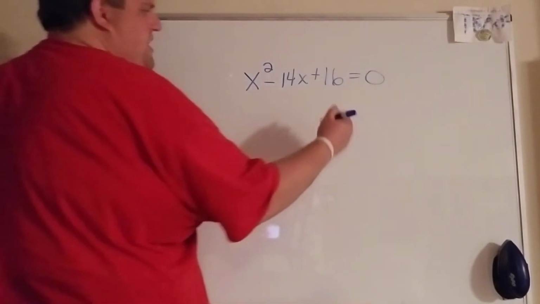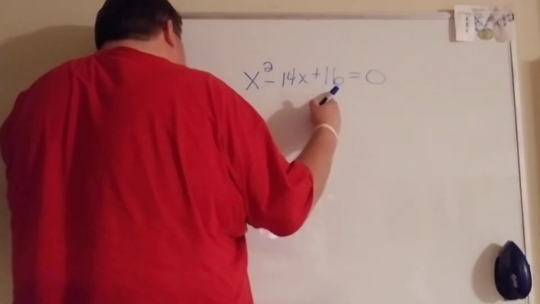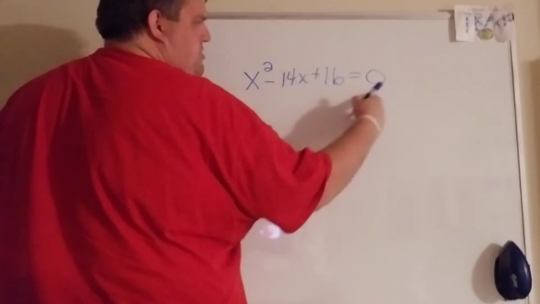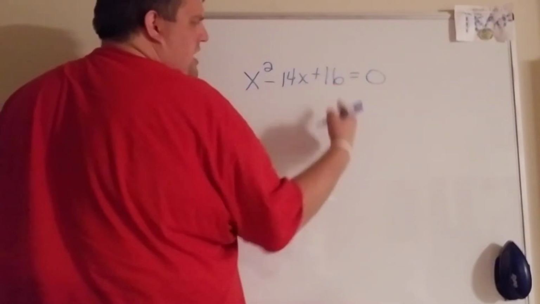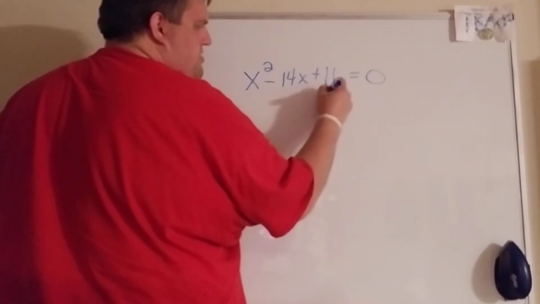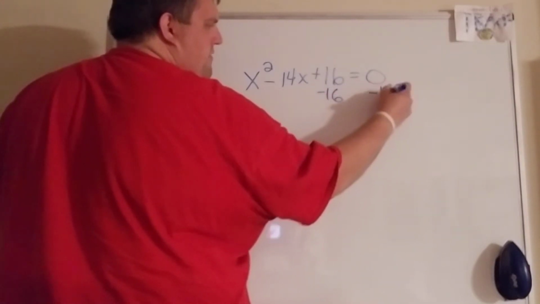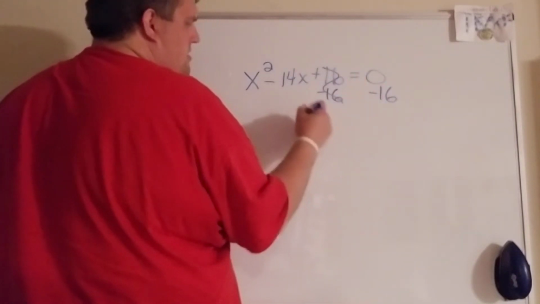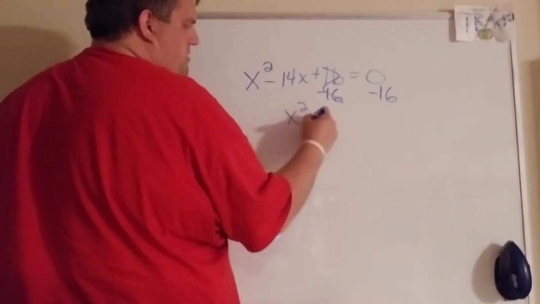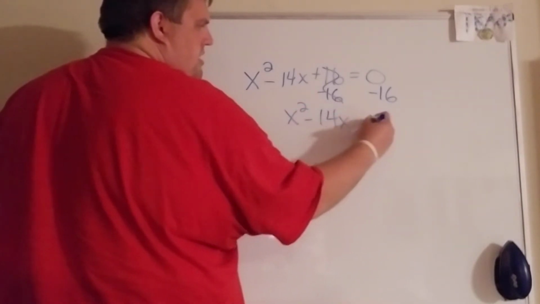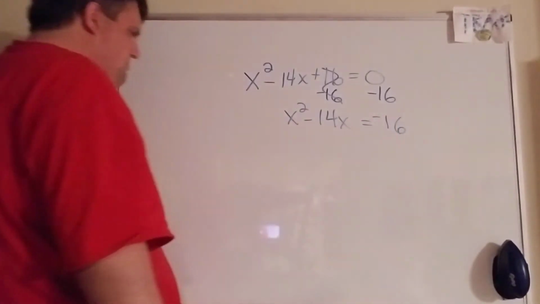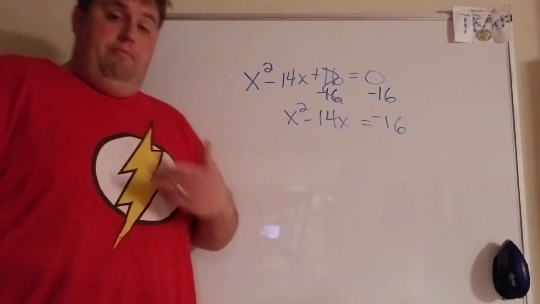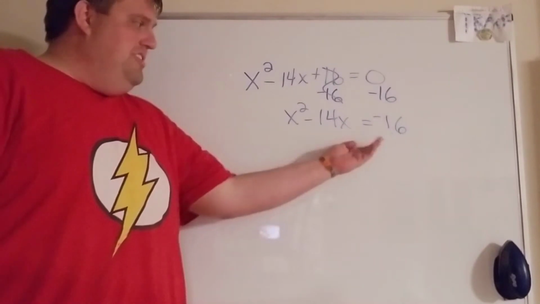So first step here, and this one's a little counterintuitive, because we talked about how we always want to get it equal to 0. Well, once we get it equal to 0, if we want to complete the square, we're actually going to put this number back over here. So we just have x squared minus 14x equals negative 16. Now, the part we want to factor is this side.